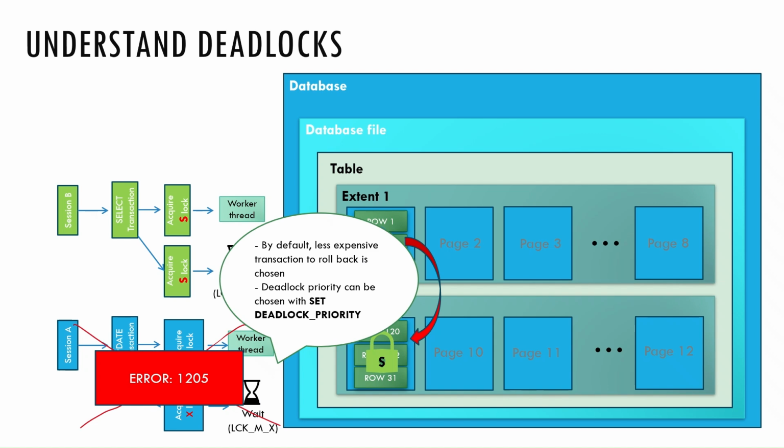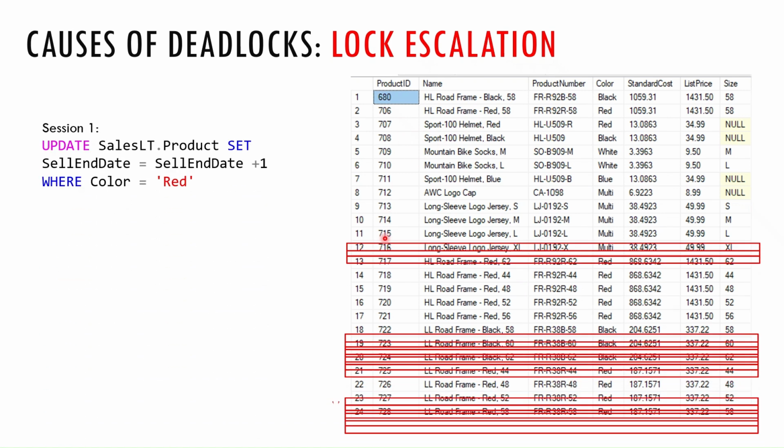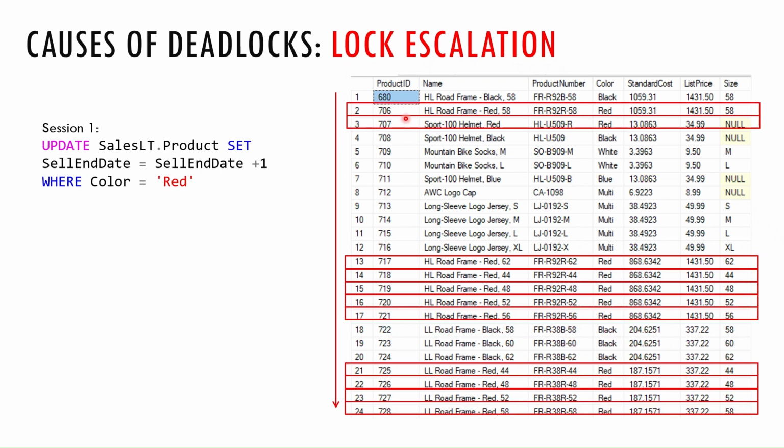Let's now discuss the causes of deadlocks. The first one is lock escalation. For example, suppose you have the following table and you are running an update statement for all the rows where color is red in session 1. If you do not have an index in this case, SQL Server does a table scan operation and checks each row one by one, finds the target rows and updates them. Of course, until this session finishes, these rows stay locked with an exclusive lock. Suppose our table is huge and it is taking time for session 1 to finish the update statement.